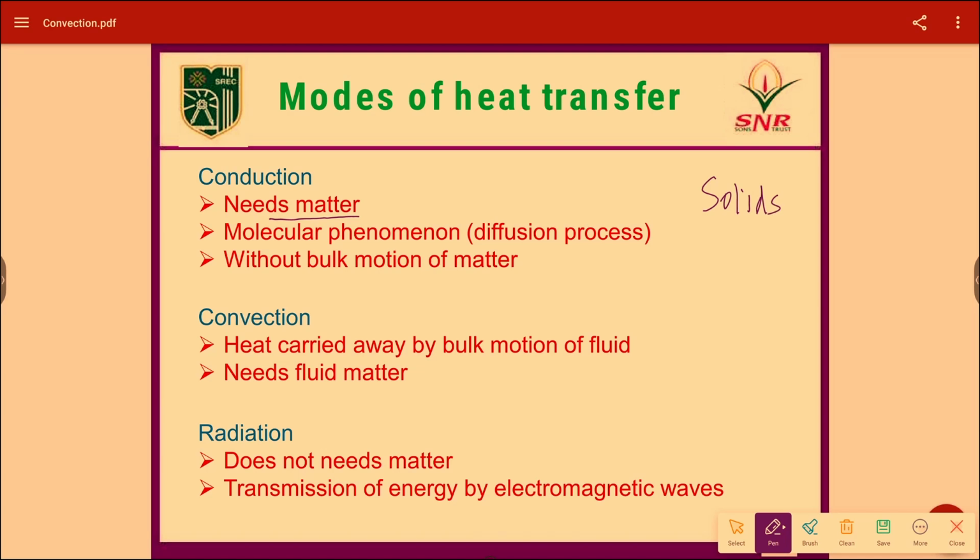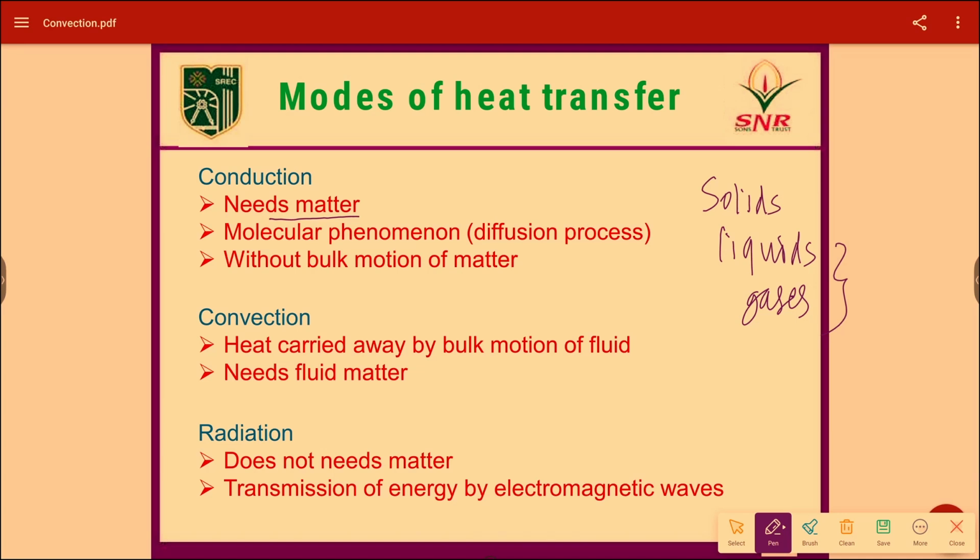But that doesn't mean that there is no heat transfer by conduction in liquids or gases. There will be conduction heat transfer in liquids and gases, but the value will be very small. The reason is that in solids the molecules are very closely packed to each other. On the other hand, in liquids or gases the molecules are loosely packed. Therefore the amount of heat transfer by conduction will be very small.